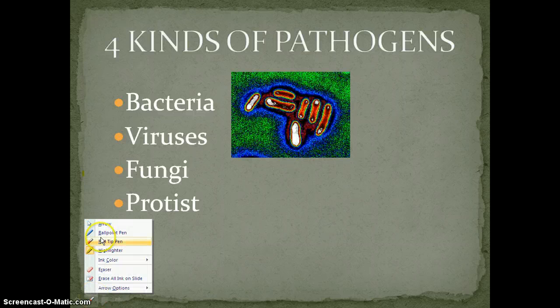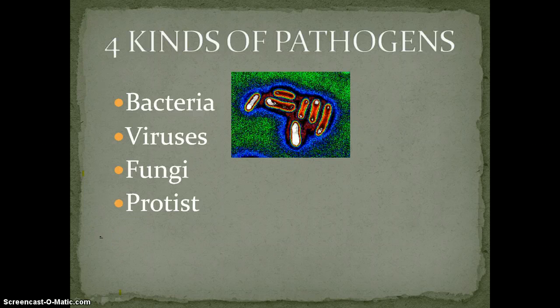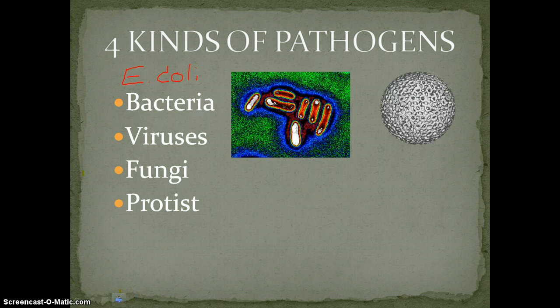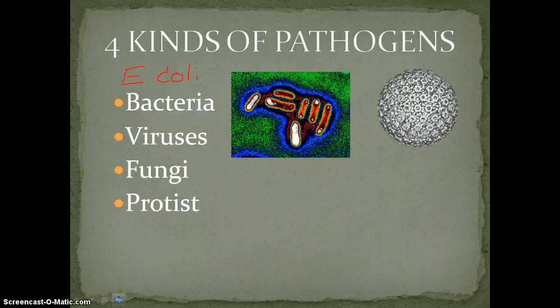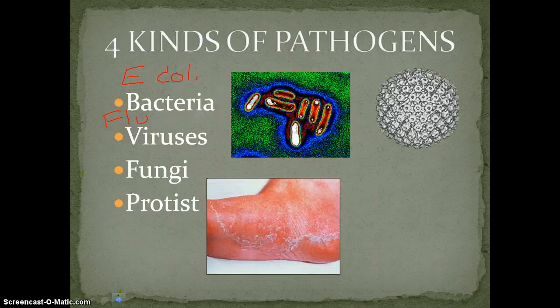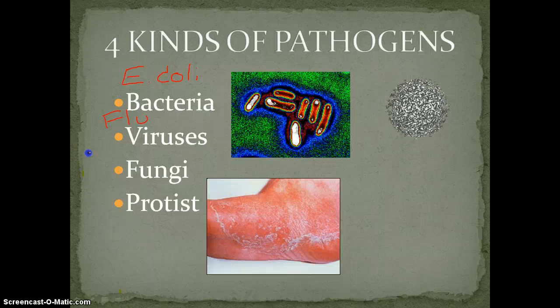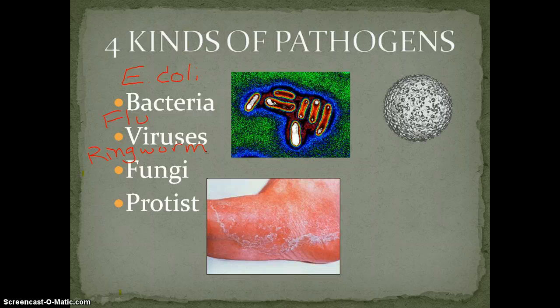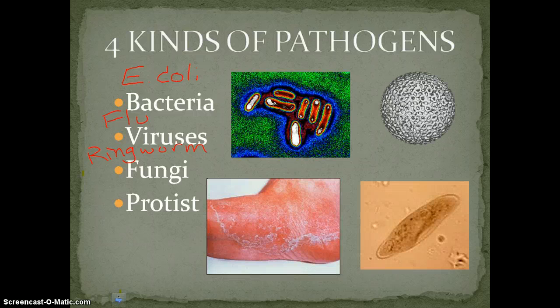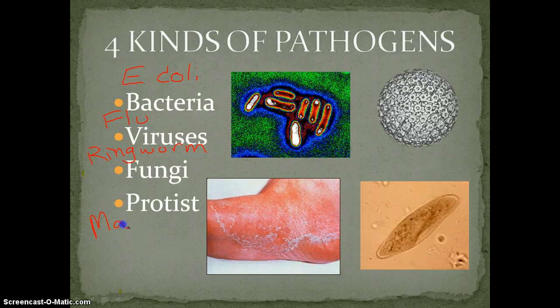So, bacteria. An example of bacteria would be something like E. coli. An example of a virus could be something like the flu. An example of fungi could be something like ringworm. These are all different diseases. An example of a disease caused by a protist would be malaria.